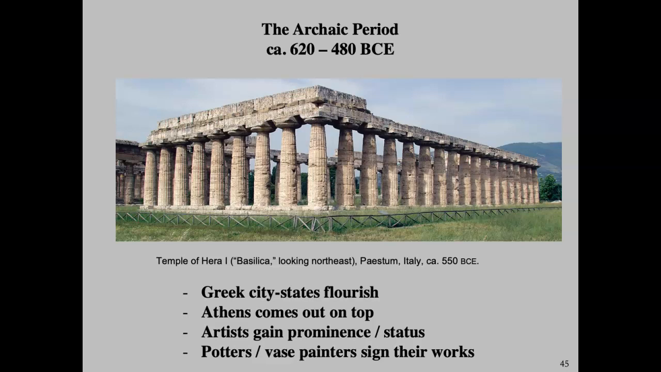But as you'll see, we are going to see some pretty distinct stylistic characteristics that mark the Archaic period in Greece. In this time, the Greek city-states flourish. And we see Athens really come out on top, and they are prominent in art, in trade, and in politics, and they become the most powerful of all the city-states. But there really are a lot of rivalries and competition between the city-states.